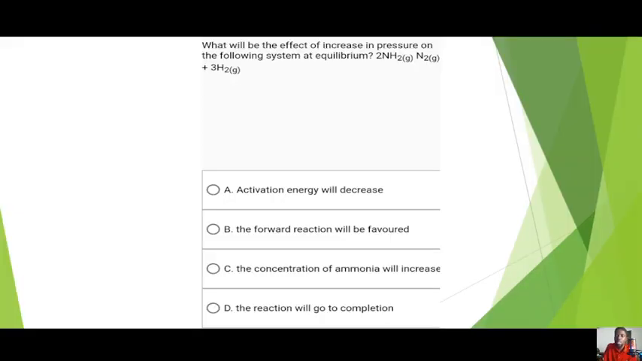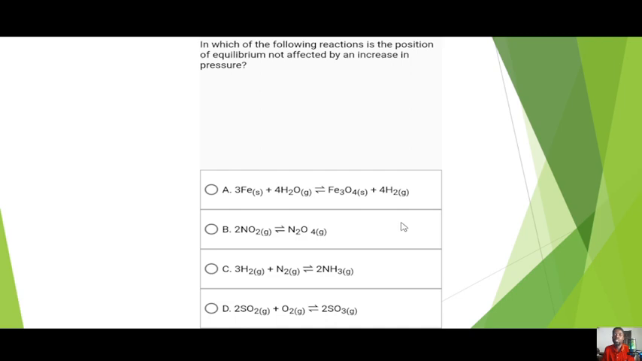Okay, so with that said, if we look at our options, our answer is going to be C. Why is it C? Because it's favoring backward reaction, which means yielding more ammonia. Hence, the concentration of ammonia will increase. Okay, we are going to try just one more question to buttress our understanding of this, and then we'll call it off.